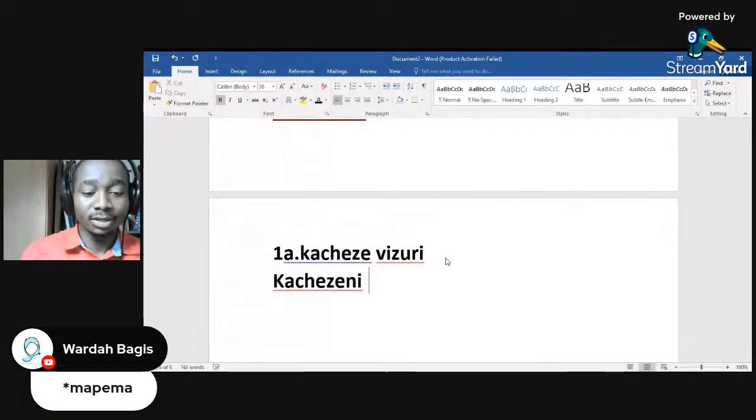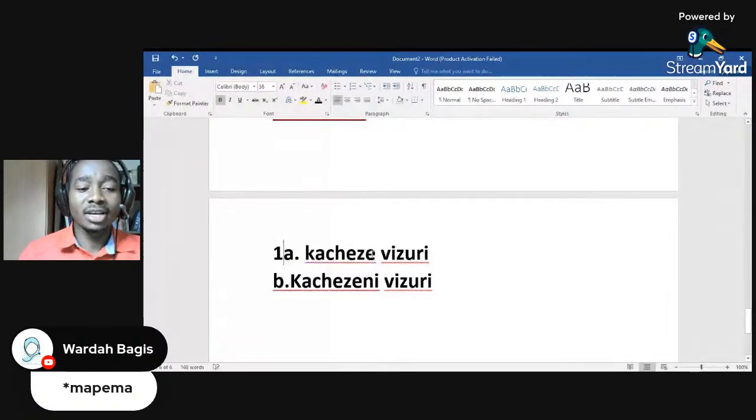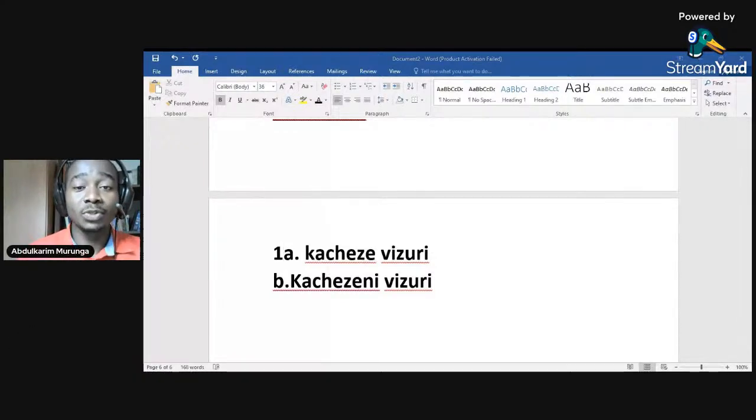Kachezeni vizuri. This is part B. Normally here you tell someone cheza vizuri, play well. But sometimes you can hear other people say kacheze vizuri. Sawa? Kacheze vizuri. Kachezeni vizuri. Sawa. So there is no harm when you choose which one to use.